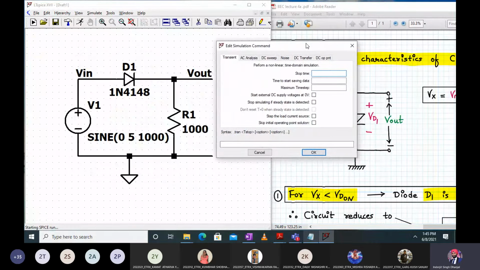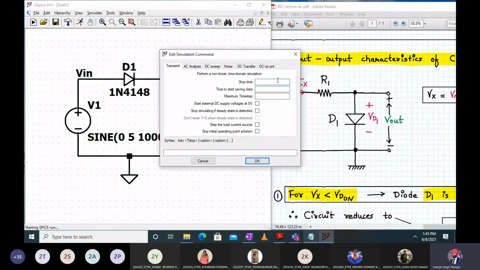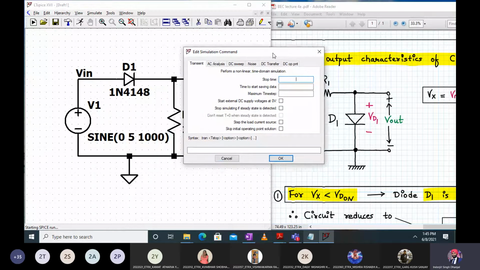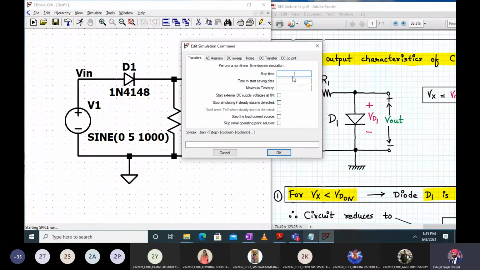Now how to decide on the time period? They are asking for the stop time. The frequency we have taken is 1000, so do 1 divided by 1000. You will get 1 millisecond. That means if I write 1 millisecond over here, I'll get 1 cycle of the sinusoid. If I write 2 milliseconds, I'll get 2 cycles.